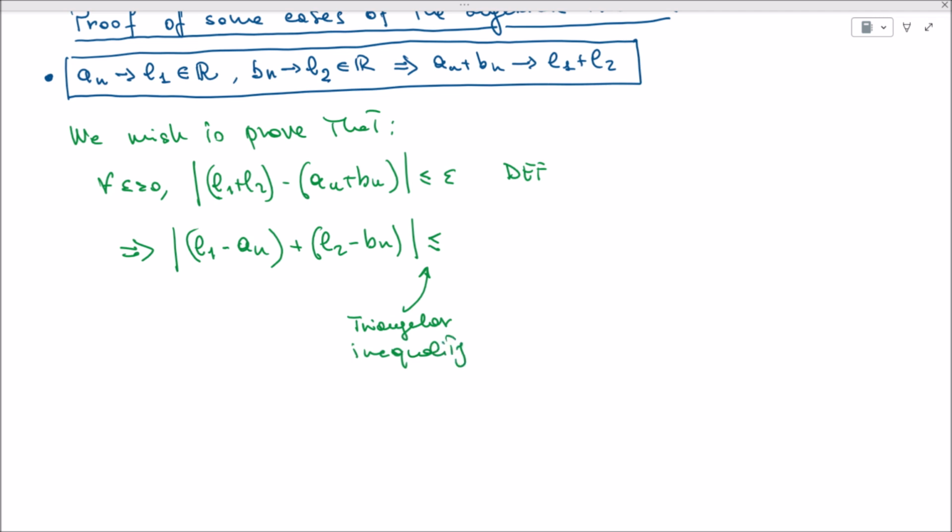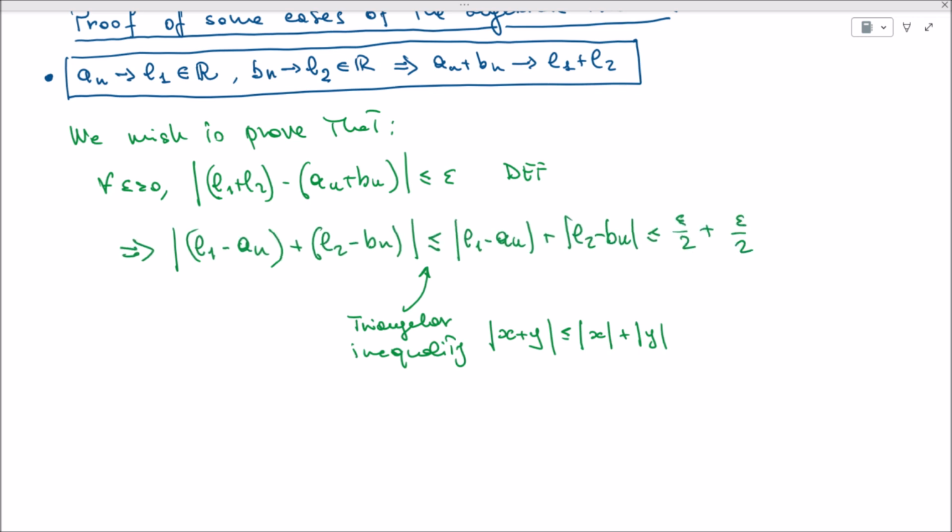that basically says that if you have the absolute value of x plus y, with x and y two real numbers, this is less than or equal to the absolute value of x plus the absolute value of y. Okay, so the two real numbers that we are considering now are L1 minus an and L2 minus bn. So we can say that this is less than or equal to |L1 minus an| plus |L2 minus bn|. But we know that definitively these are less than epsilon divided by 2 plus epsilon divided by 2.